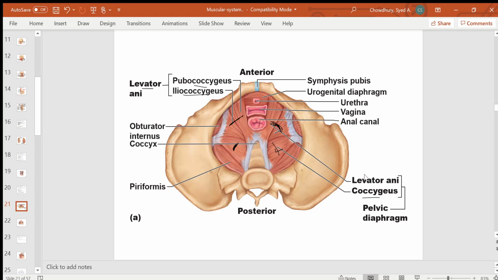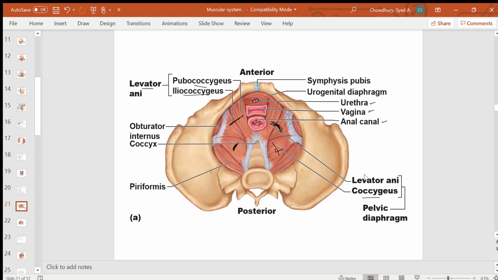And you can see here that the pelvic floor has the opening of the urethra, opening of the vagina, opening of the anal canal, and normally they will stay constricted. They should stay constricted, you understand, otherwise the urine will get out, right? Or the feces will get out. So they are kept constricted by the pelvic floor muscles. Very important.